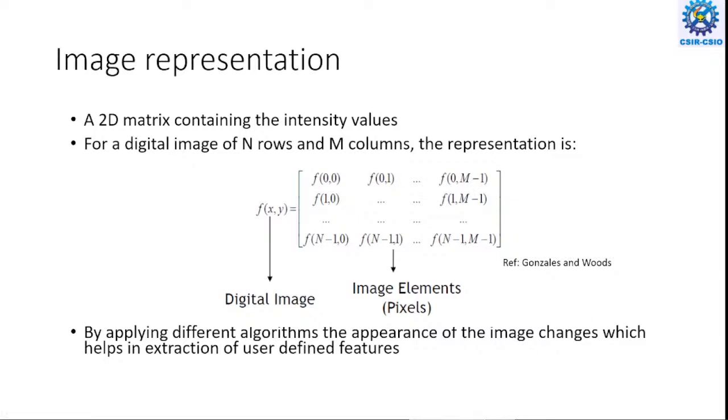So what happens when we use a color image? We have three channels, separate red, green, and blue. All three channels will have separate intensity values. By combining these intensity values, we can get a color image. So we can apply different algorithms in the appropriate image channel to extract the defined features.